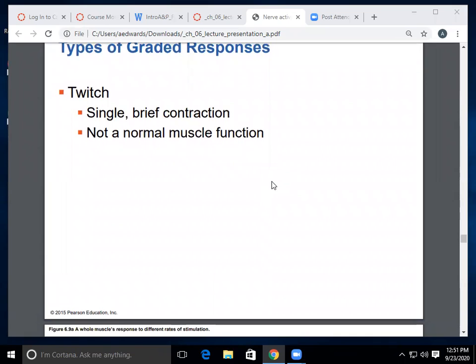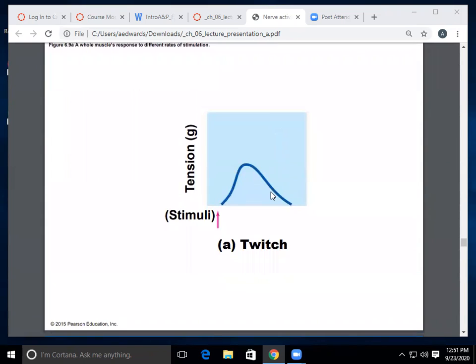So we have different terms we use to describe these graded responses. One is twitch, and that just means you have one single brief contraction. Okay, so you may have seen someone have a twitch in their muscles. It's just single and brief. It's not considered normal function. And if you look at it on a graph, the amount of tension or force that contraction generates in response to a stimulus will look kind of like this over time. Okay. So depending on the strength of that stimulus, you'll get a certain amount of contraction.